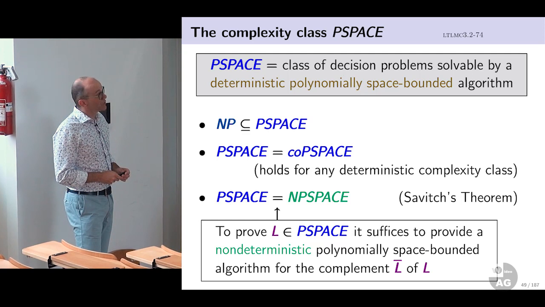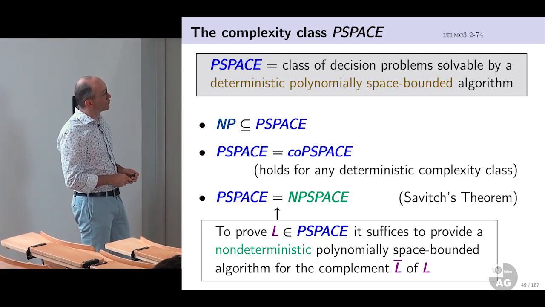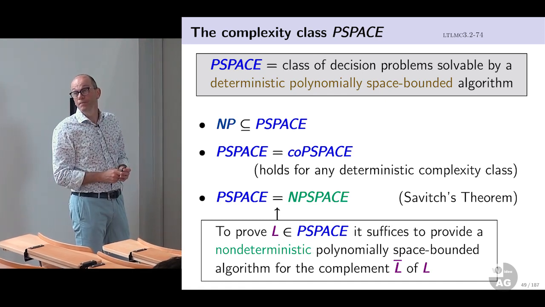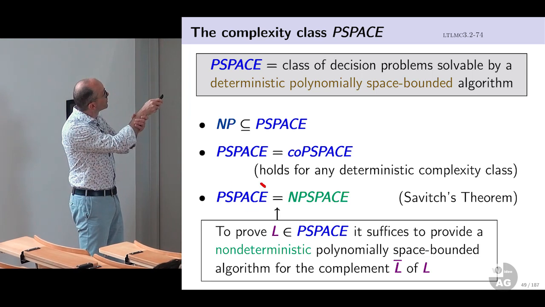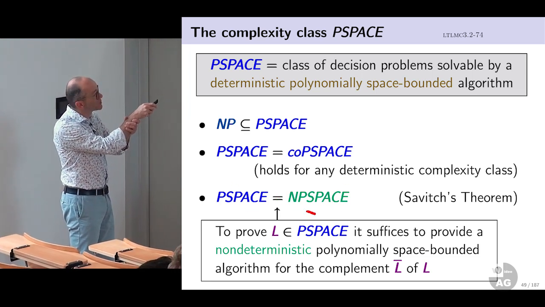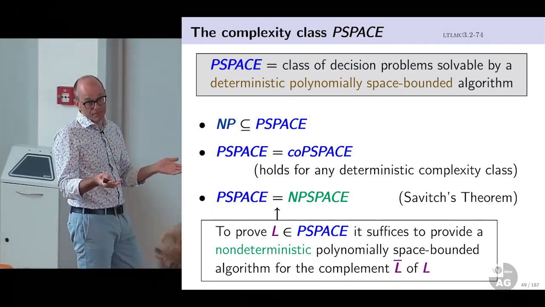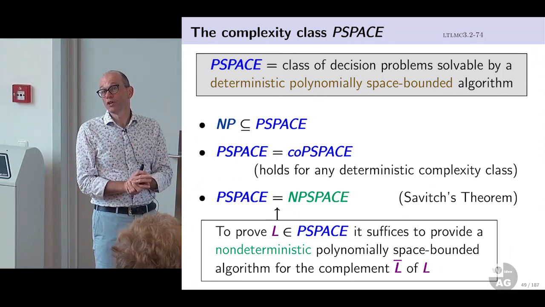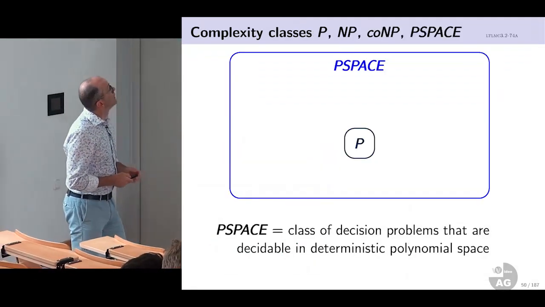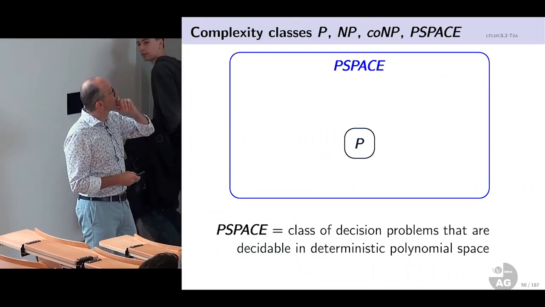Good. So in order to prove that a problem is in PSPACE, it suffices to provide a non-deterministic polynomial space-bounded algorithm. Yeah? You want to prove that the problem is there, but because of this equality, it also suffices to prove the problem is there. What does this help you? Well, you can use the fact that you now may guess. Yeah? That's the whole issue. And this is sometimes very useful. Good. So this is the picture.